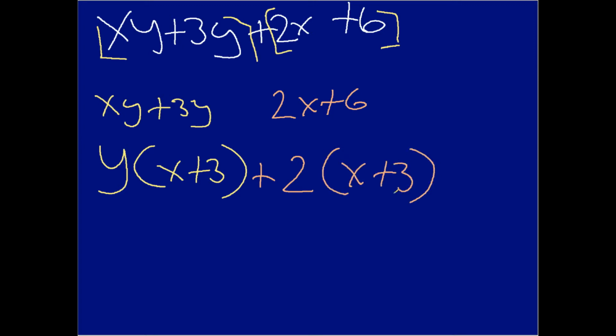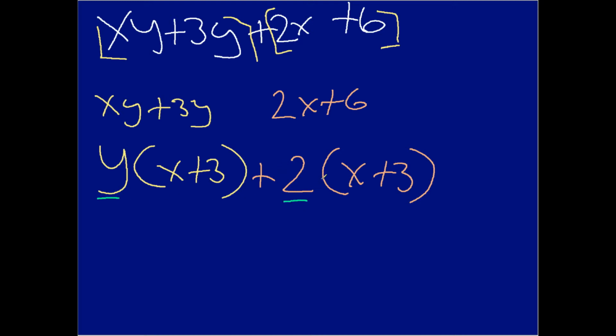Now, we're getting very, very close here. If you look closely at what we have here, we have a common factor now, the x plus 3. Because I am multiplying the y by x plus 3, and I'm also multiplying the 2 by x plus 3. And so what am I doing with the y and the 2? Well, I'm going to add these together.